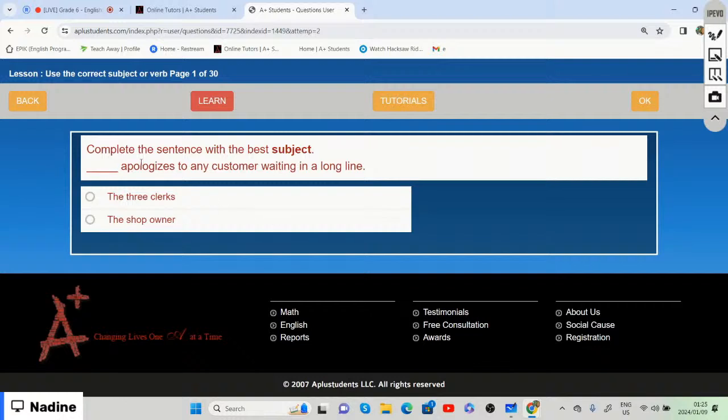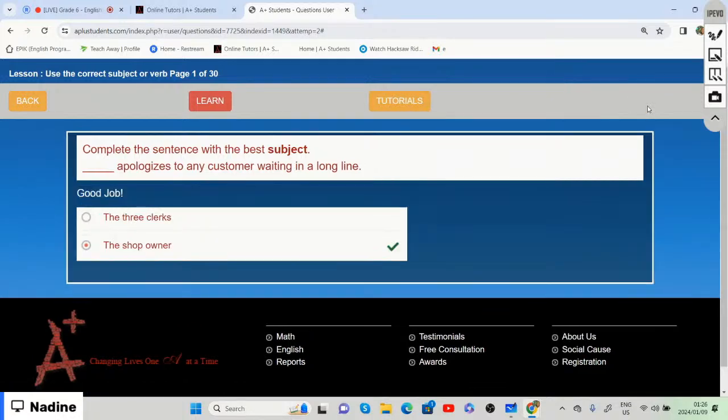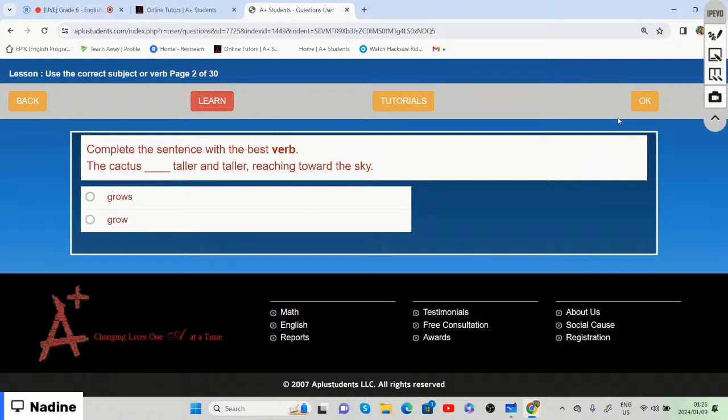All right, so if we look at the word apologizes, that ends with an S, that means that this is a singular verb, which means that we need to be in agreement with a singular subject. So we're going to choose the shop owner apologizes to any customer waiting in a long line. Remember, with a singular subject, we need to use a singular verb that ends with s, es, or ies. So the shop owner is the correct one.